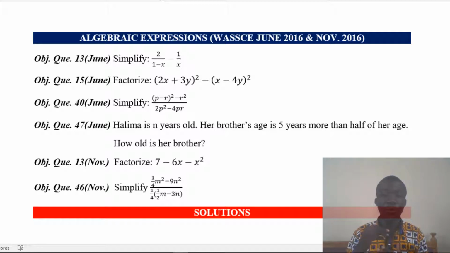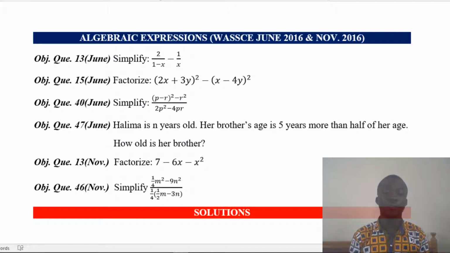In this tutorial we are going to solve the algebraic expression questions in our WASSCE June 2016 and November 2016. Objective question 13 June. Simplify 2 over the expression 1 minus x, minus 1 over x. Objective question 15 June. Factorize (2x plus 3y) all squared minus (x minus 4y) all squared.